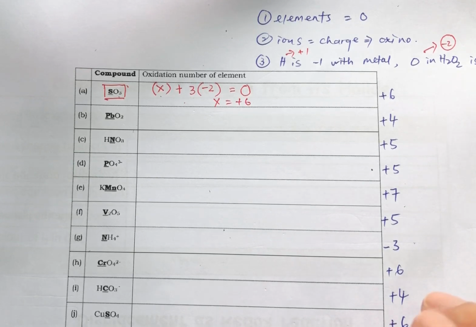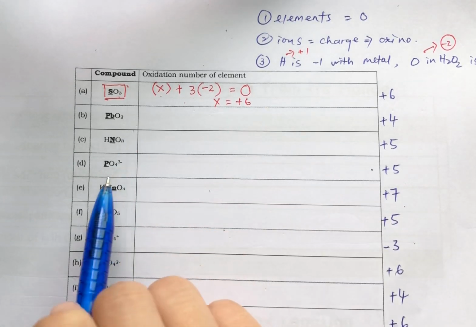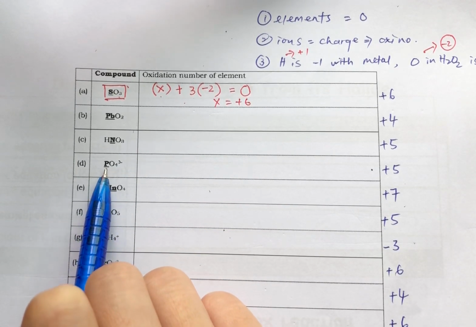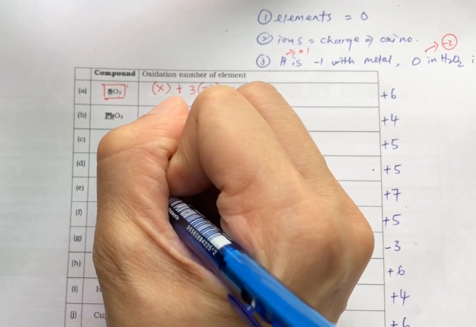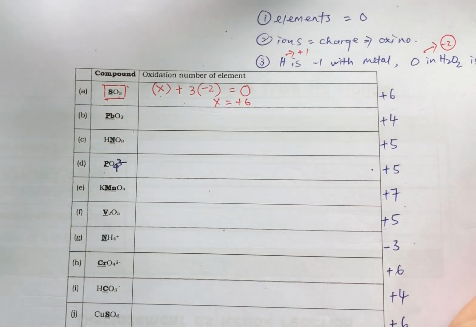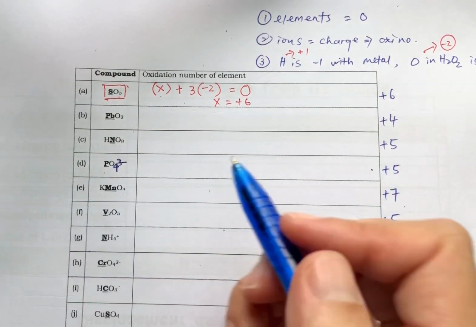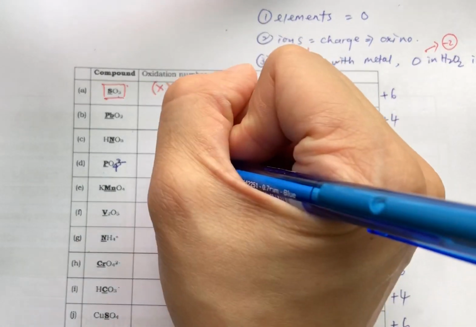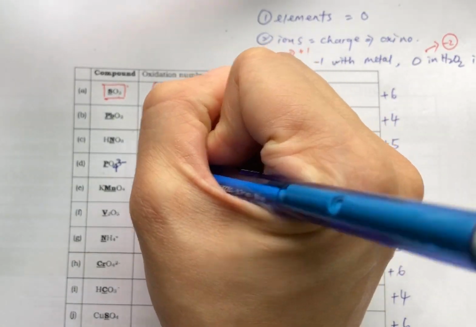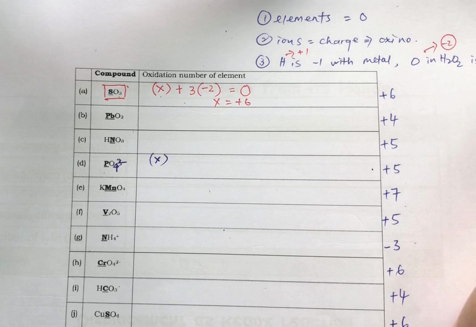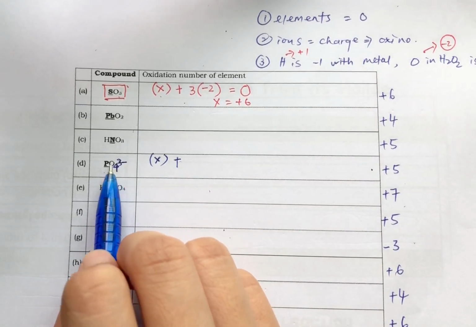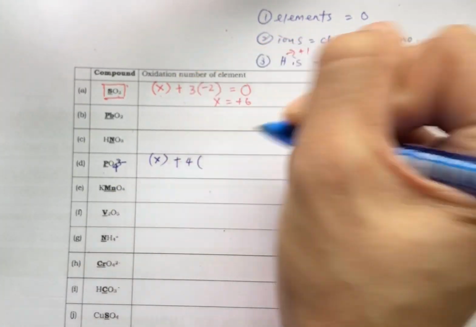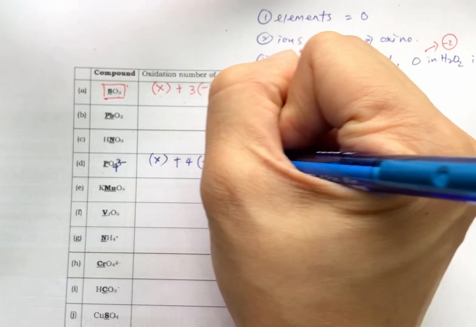Now we'll be doing another example. Let's say this one, PO4 3 minus. They want me to find out the charge of P. As usual, they highlight the P, which means I make P an X. So I assume the charge of P, phosphorus, is unknown X. Then I add it with the charge of 4 oxygen, so plus 4 times the oxygen in a compound, which is always -2.